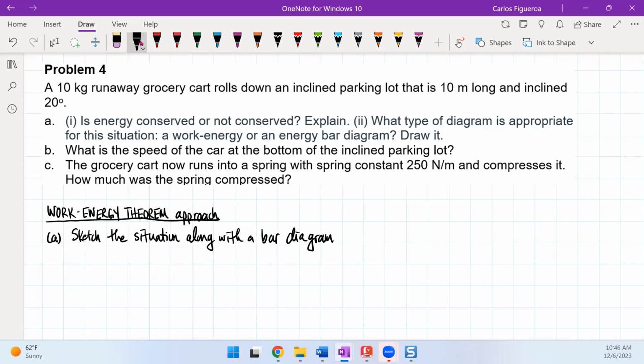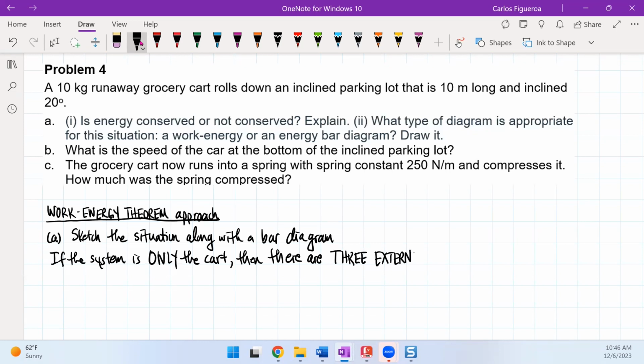In this process, if the system is only the cart, then there are three external forces acting on the cart.